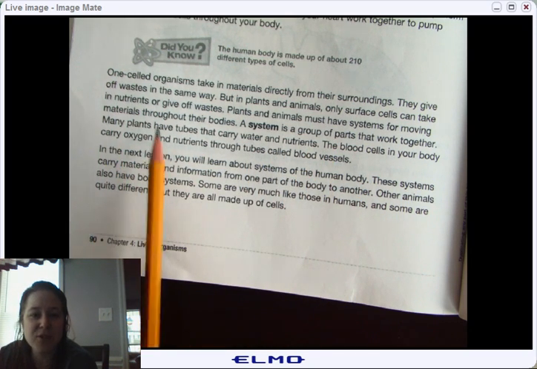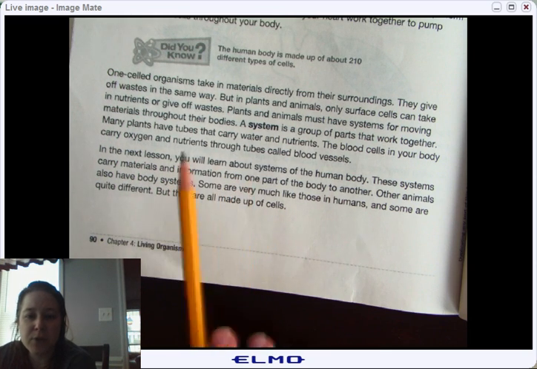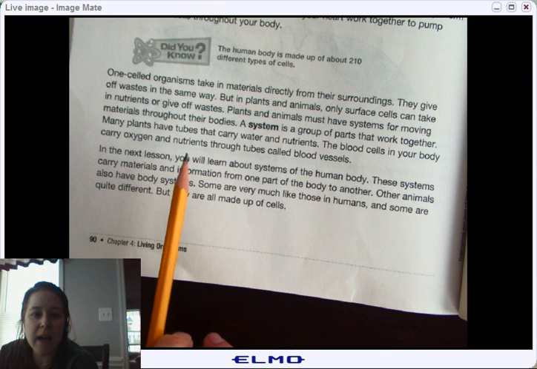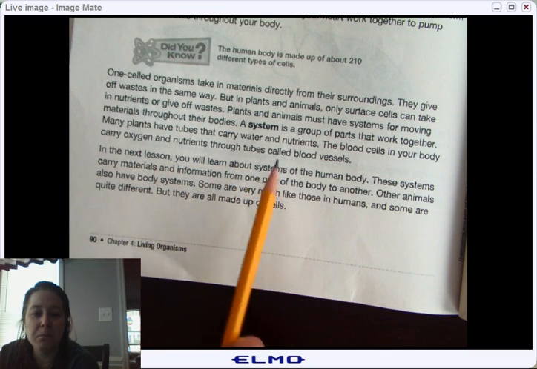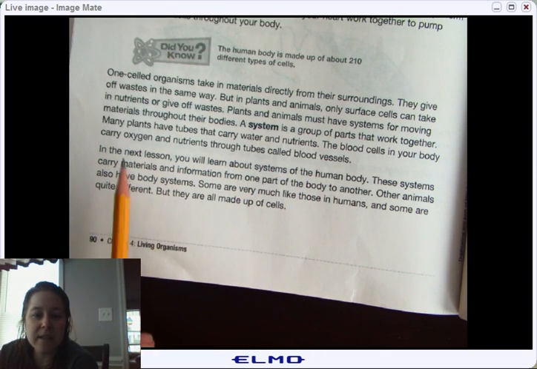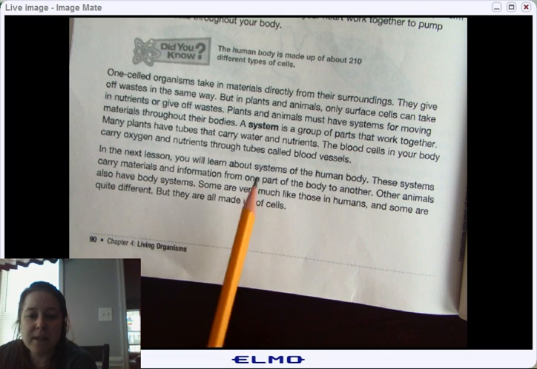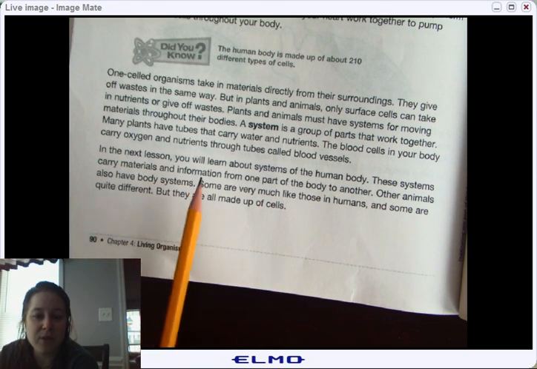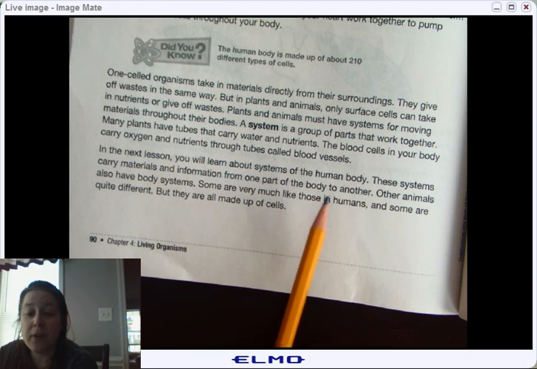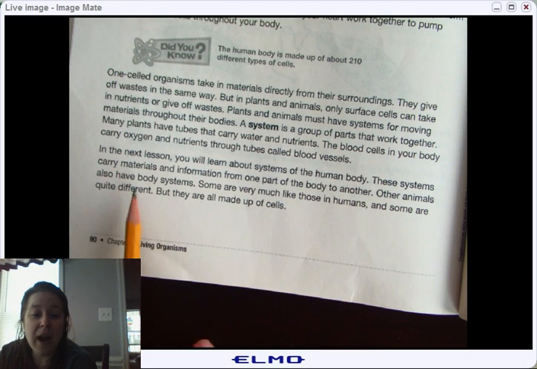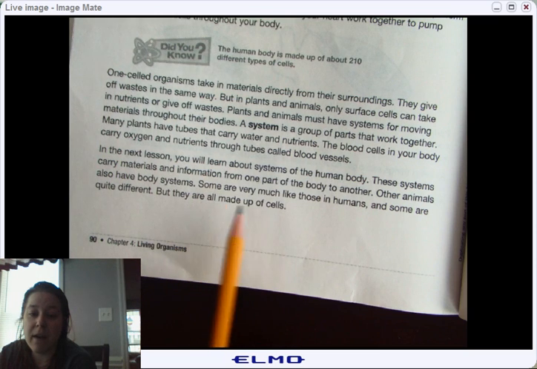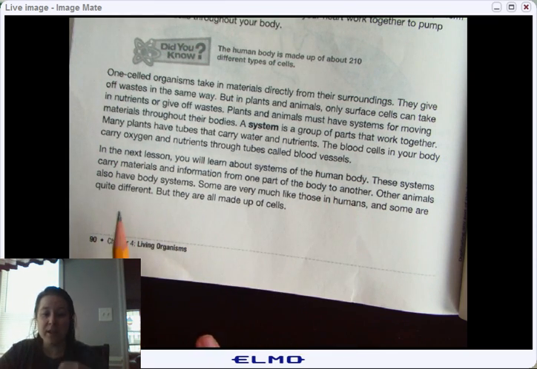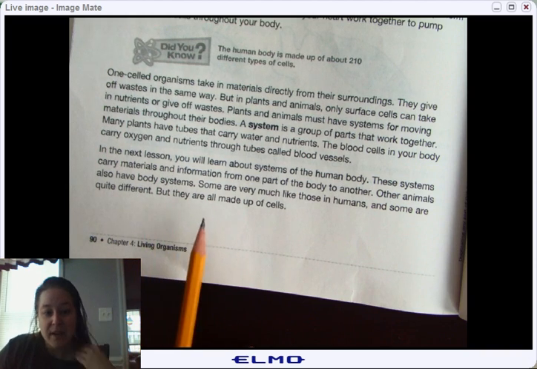Many plants have tubes that carry water and nutrients. The blood cells in your body carry oxygen and other nutrients through tubes called blood vessels. In the next lesson, you will learn about systems of the human body. These systems carry materials and information from one part of the body to another. Other animals also have body systems. Some are very much like those in humans, and some are quite different, but they are all made up of cells.